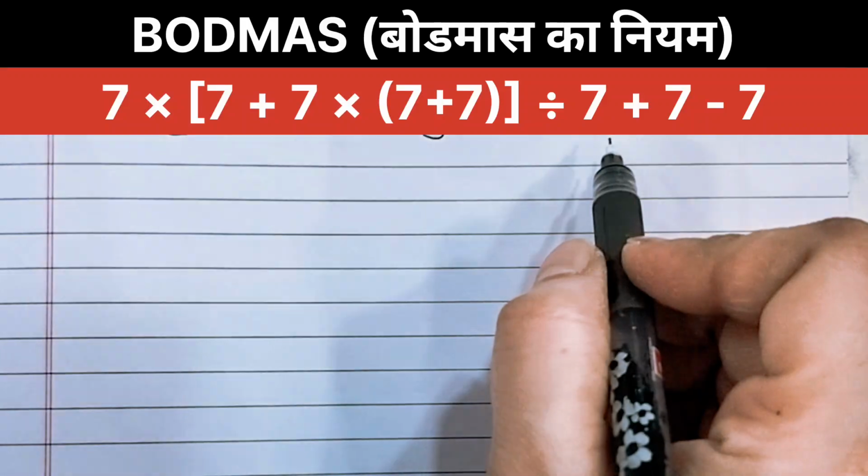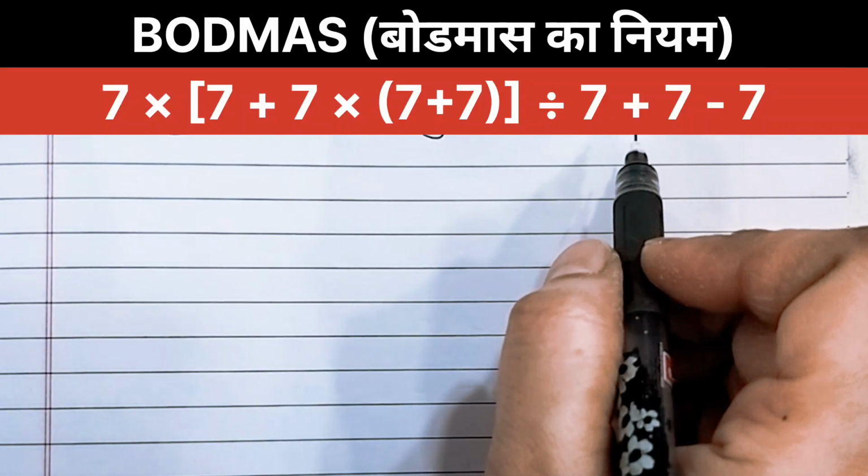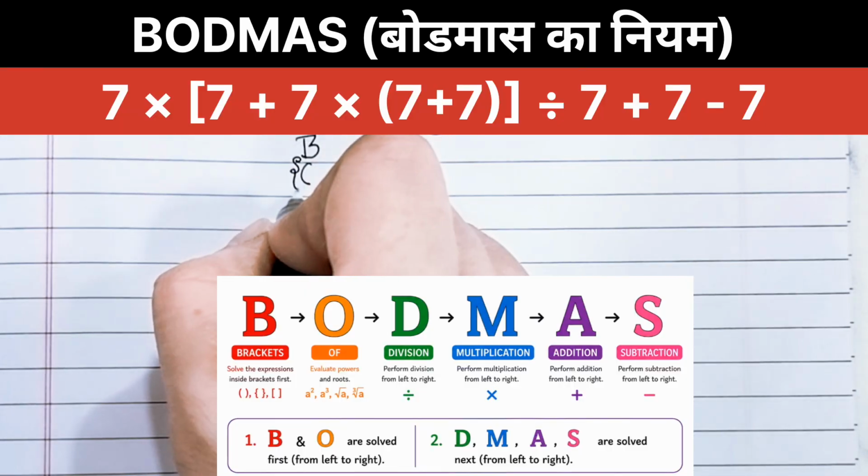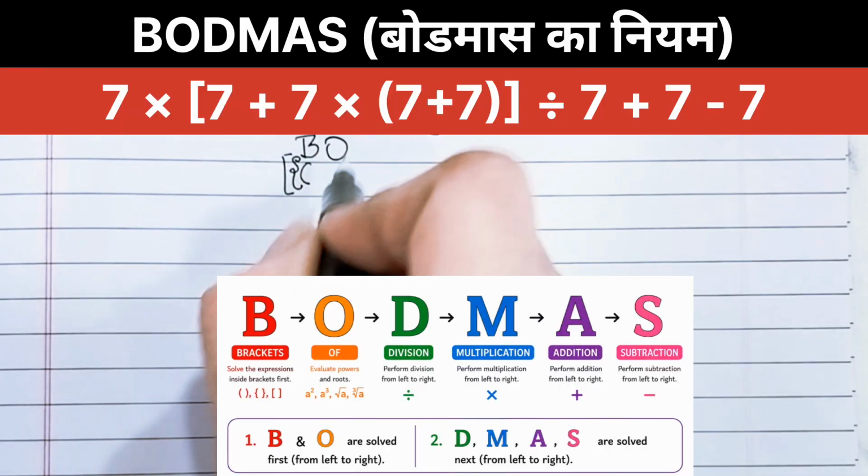Hello friends, now to solve this expression, we follow the BODMAS rule, which dictates the correct order of operation. First we solve B, which stands for brackets: small bracket, curly bracket, square bracket.